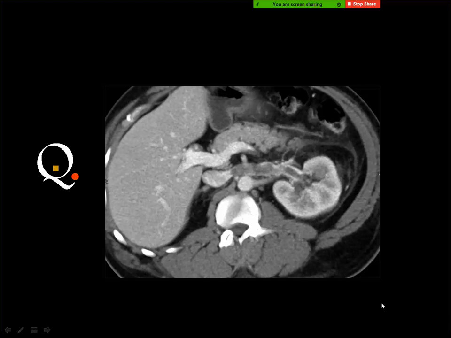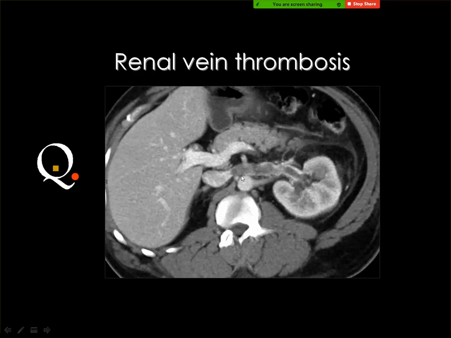Renal vein thrombosis. Okay, very good. There is a big filling defect in the renal vein, the left renal vein, of course. This is the IVC, which is good, and there is a thrombus in the left renal vein.